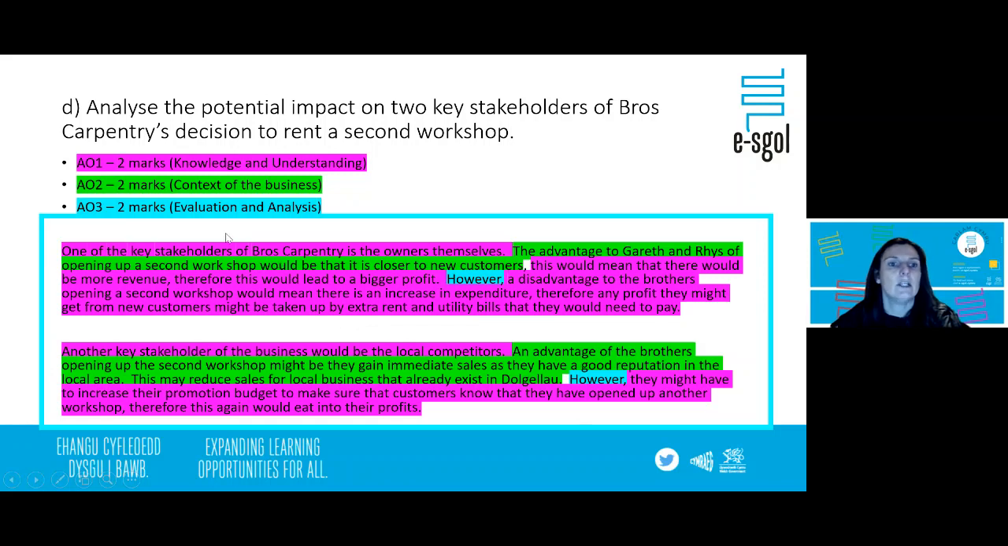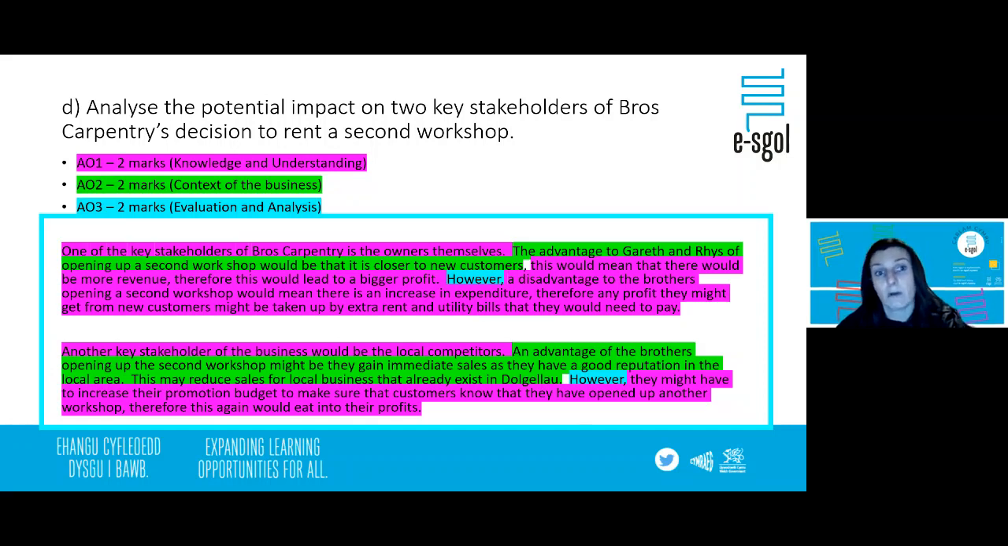Okay, so one of the key stakeholders of Brose Carpentry is the owners themselves. There are lots of different stakeholders. Stakeholders are anyone that is affected or can be affected by a business. So it can be things like the owners, the employees, but we couldn't really do the employees on this one because the employees are the owners, because they don't employ anybody else, it's just them. So that wouldn't fit this case study.